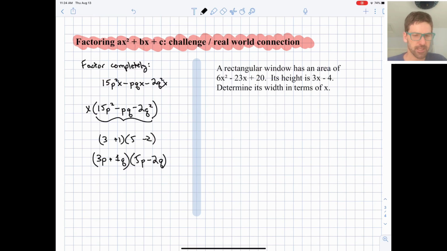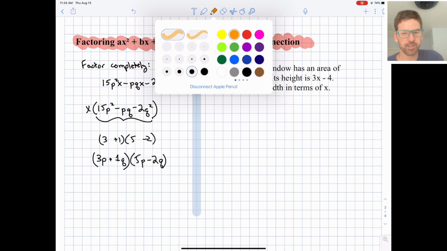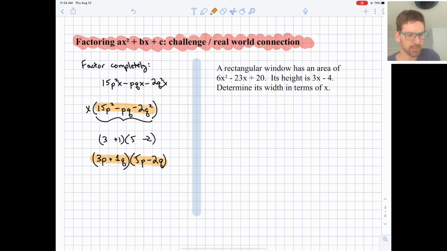So let's FOIL that out. So just to be clear, we are trying to see if this piece is equal to that piece. Okay? And let's do it. So the first two terms, we get 15p squared. The outer two terms are minus 6pq. The inner two terms are plus 5pq. And the last two terms are minus 2q squared. And that, I wrote an x. I should have written a p. Does that check out? These two do combine together to give what we want. Okay, so it looks like we got it.